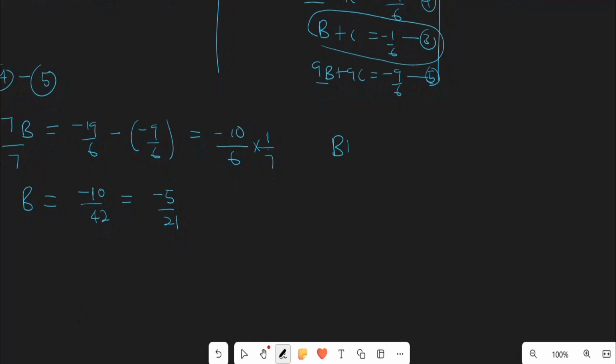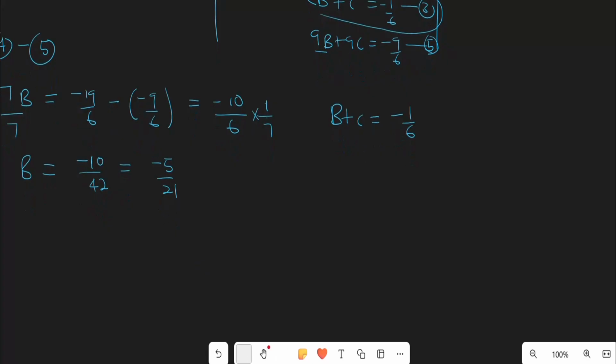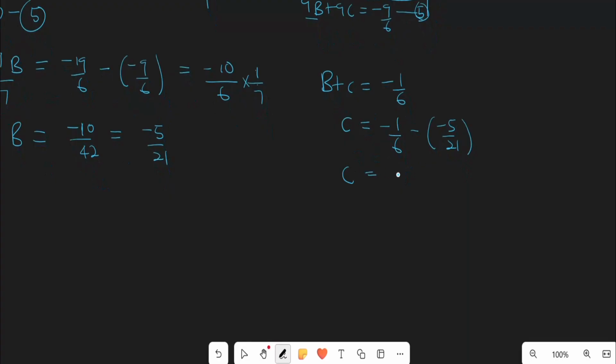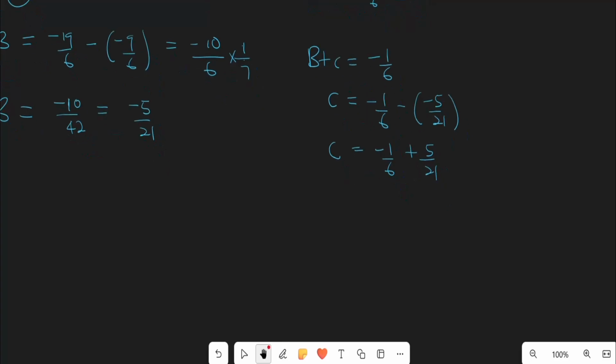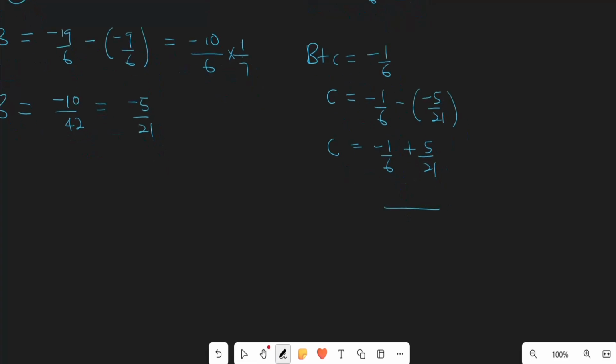We can find the value of c from equation 3 here, right? So if we have b plus c to be equal to negative 1 over 6, and we have b to be negative 5 over 21, that means c is going to be equal to negative 1 over 6 minus b, and b is negative 5 over 21. So that implies that c is going to be equal to negative 1 over 6 plus 5 over 21. We can find this LCM here is 42. This gives negative 7, plus this divided by 21 is 2 times 5, which is 10. So that is 3 over 42, and that is equal to 1 over 14. So that's the value of c, right?